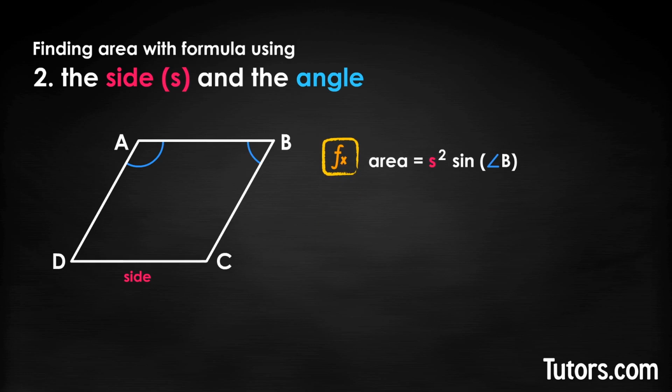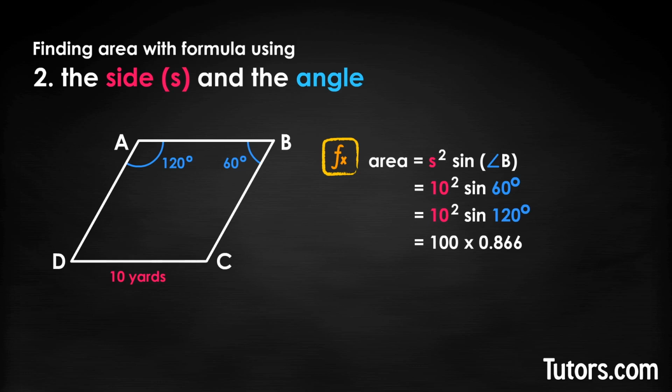Let's look at an example. In a rhombus with sides of 10 yards and interior adjacent angles of 60 degrees and 120 degrees, then to find the area of this rhombus, we would plug this into our formula for area using the side and an angle. Area equals 10 squared times the sine of 60, which is also the same as area equals 10 squared times the sine of 120. Then we multiply these two numbers together.